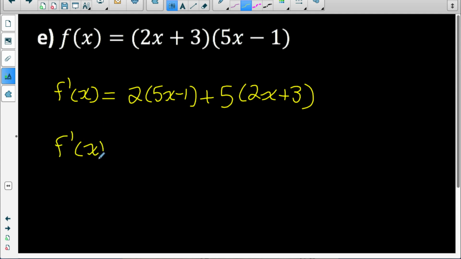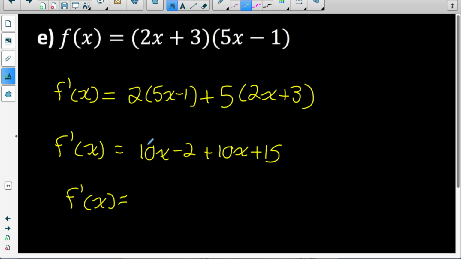We'll just expand and collect. So distribute the 2, distribute the 5. I get 10x minus 2, plus 10x, plus 15. f prime of x equals, collect my like terms, 20x plus 13.